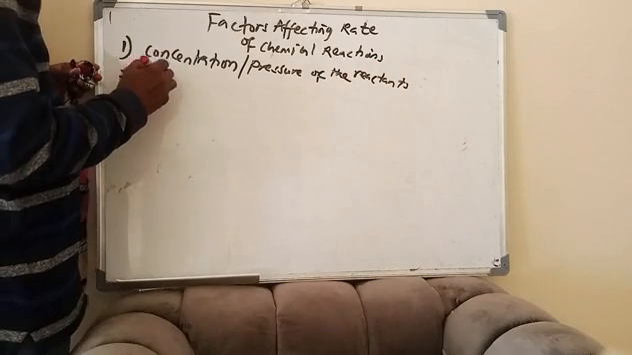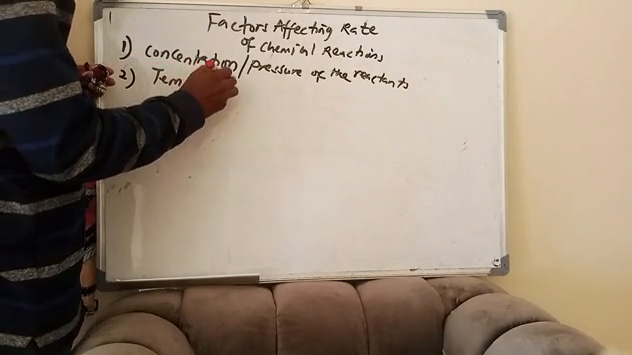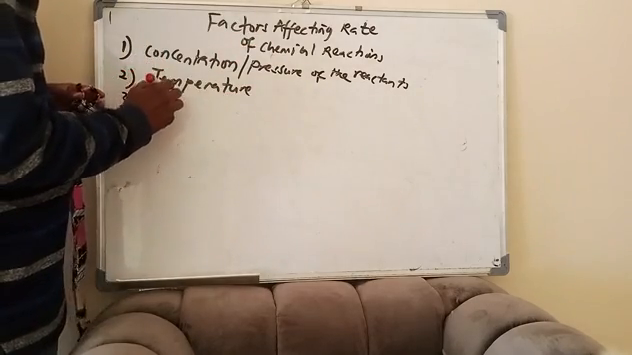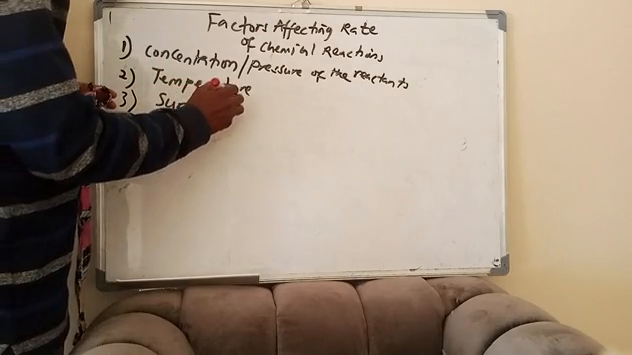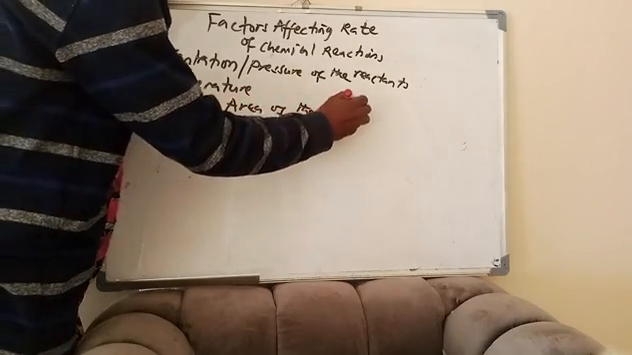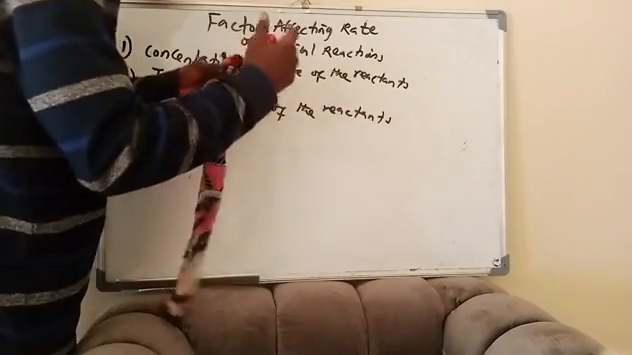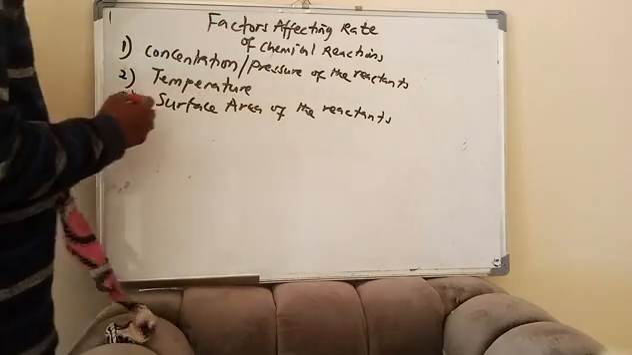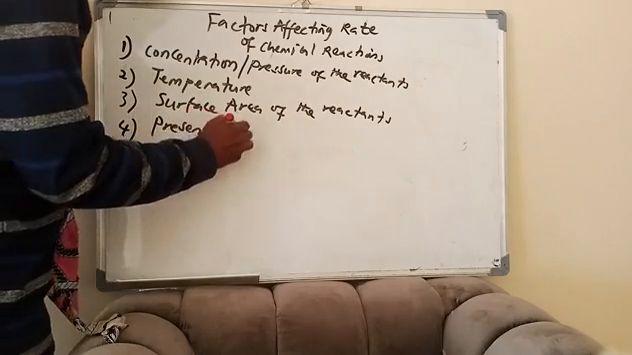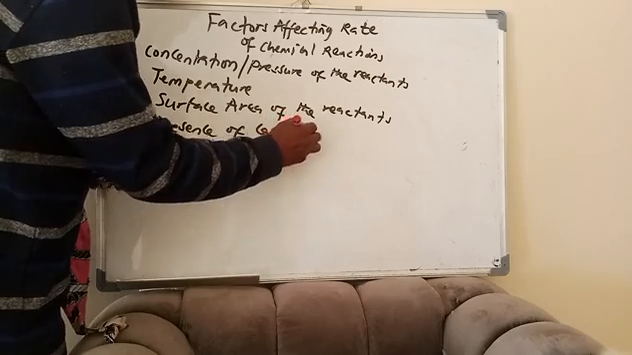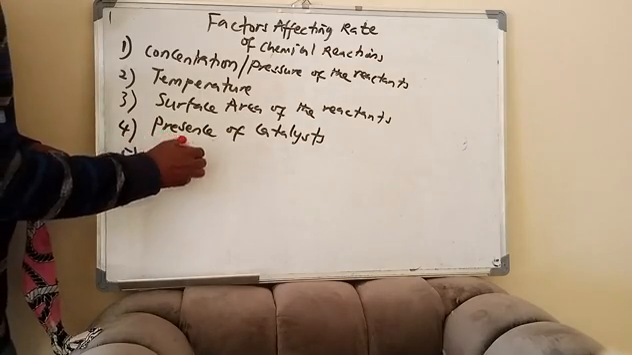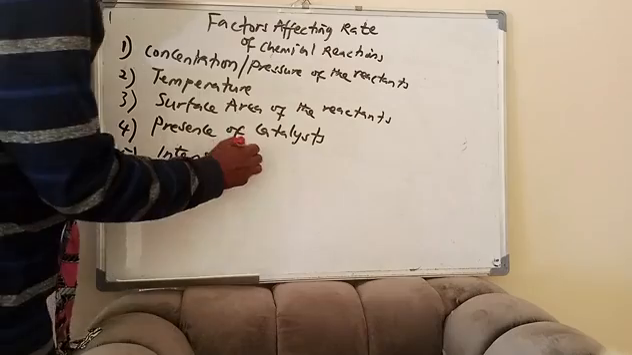Then we have temperature. So this temperature is the temperature of the reaction system. Then we have surface area, that is of the reactant as well. We know reactants are the chemical species that are chemically interacting. Then we have presence of catalyst. Then we have intensity of light or light intensity.